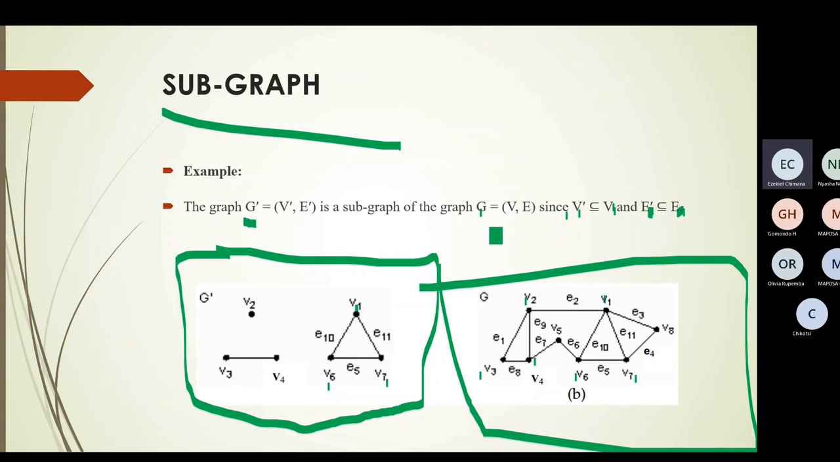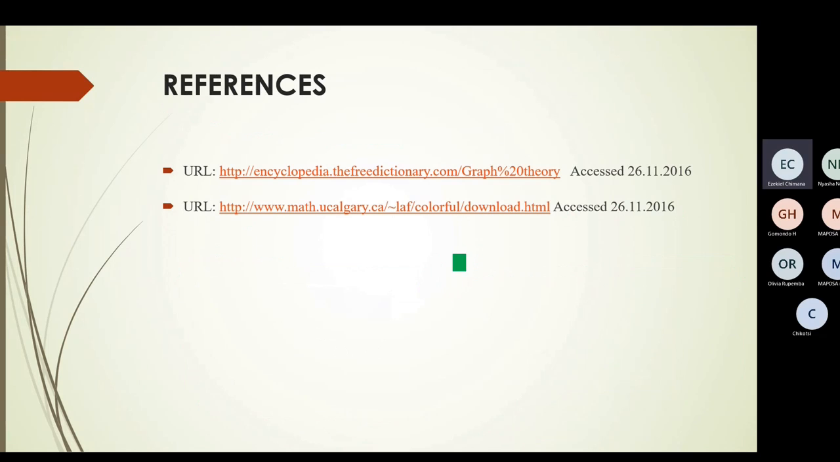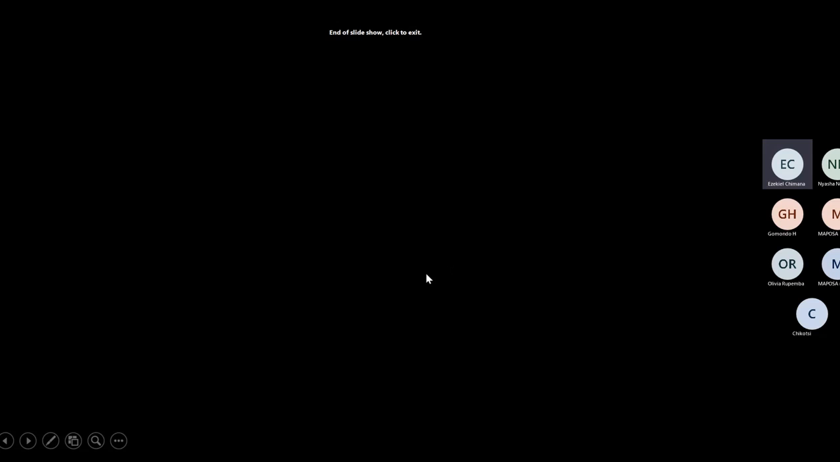I don't know if there is any question here. I think that will be the end of the introduction to graph theory. This will be the end.